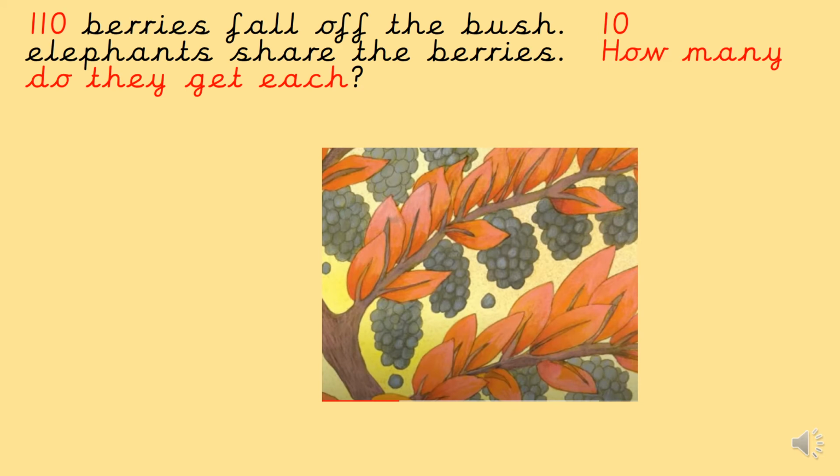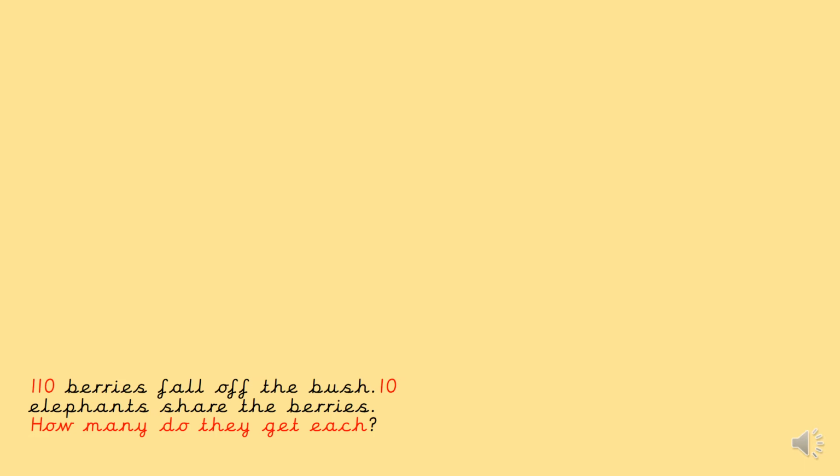Now, are you ready to have a go? Have your whiteboard and pen ready. 110 berries fall off the bush. 10 elephants share the berries. How many do they get each? Have a go at doing this in a bar or a cherry. Pause the video now.